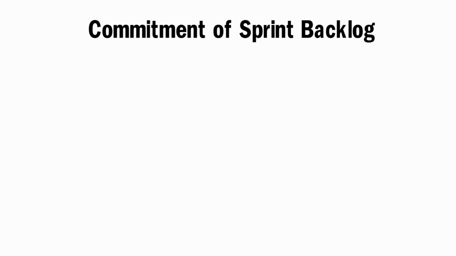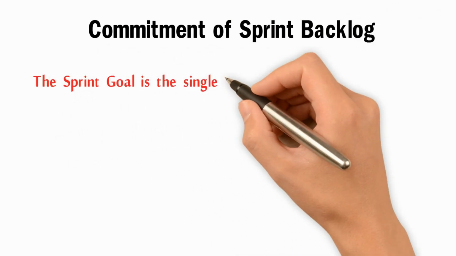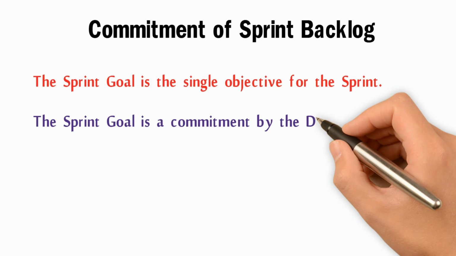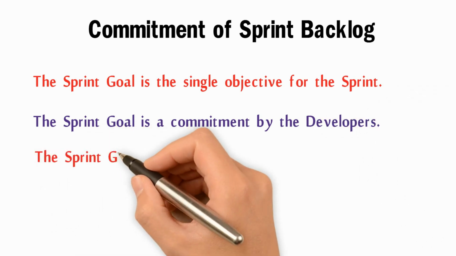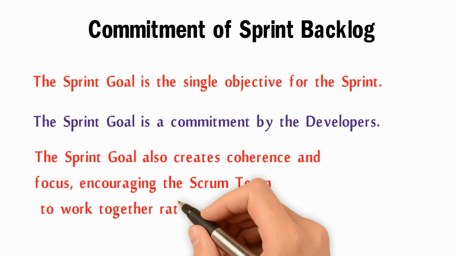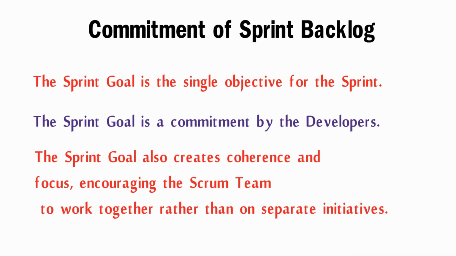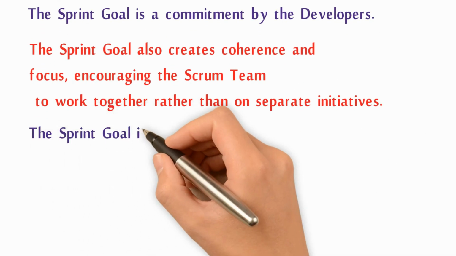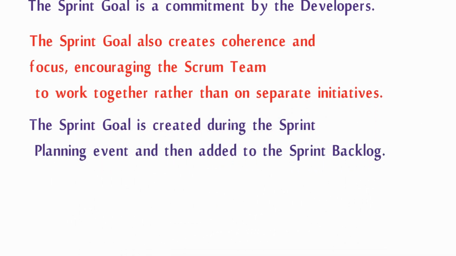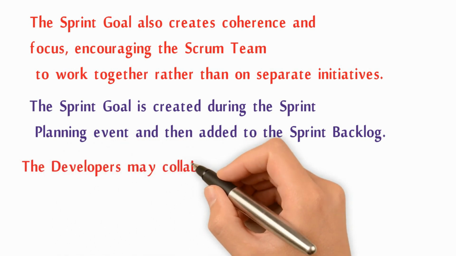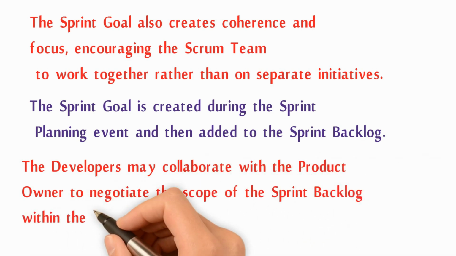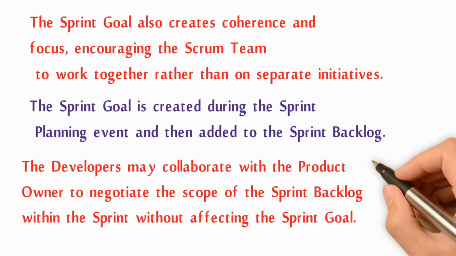Commitment of the sprint backlog. The sprint goal is a single objective for the sprint. The sprint goal is a commitment by the developers. The sprint goal also creates coherence and focus, encouraging the Scrum team to work together rather than on separate initiatives. The sprint goal is created during the sprint planning event and then added to the sprint backlog. The developers may collaborate with the product owner to negotiate the scope of the sprint backlog within the sprint without affecting the sprint goal.